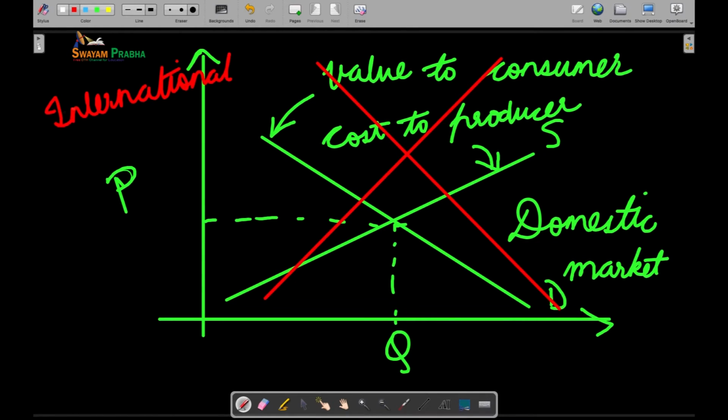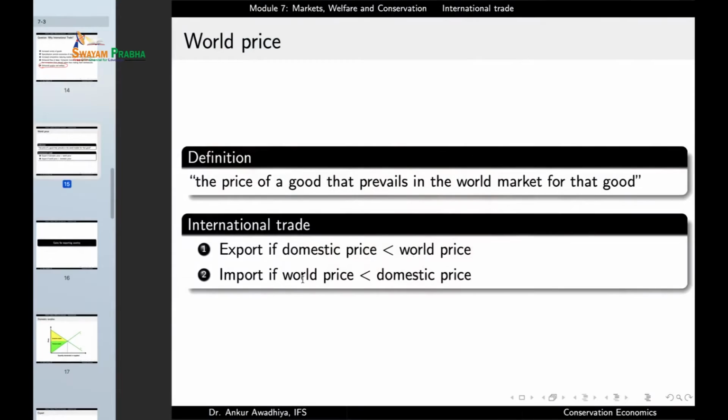So now we are talking about the international market. That is when all the countries are doing the trade. Now in this case, we will be having a different price. Let us say that this is P prime and a different quantity than in the domestic market. Let us say that this is Q prime. Now P prime may be the same as P or it may be different from P. But this P prime will be called the world price, the price of a good that prevails in the world market for that good.